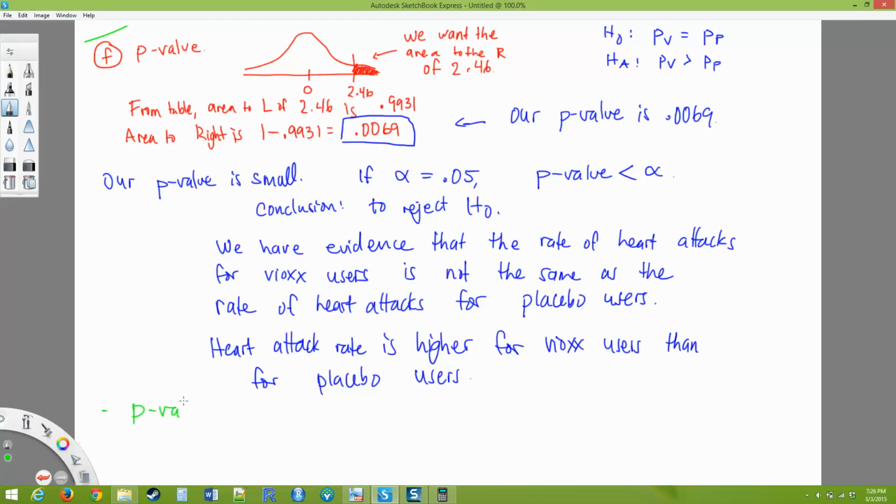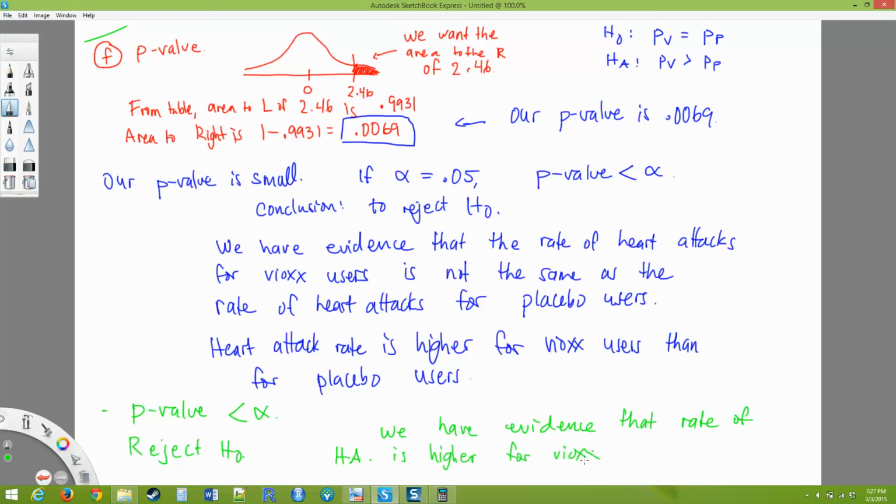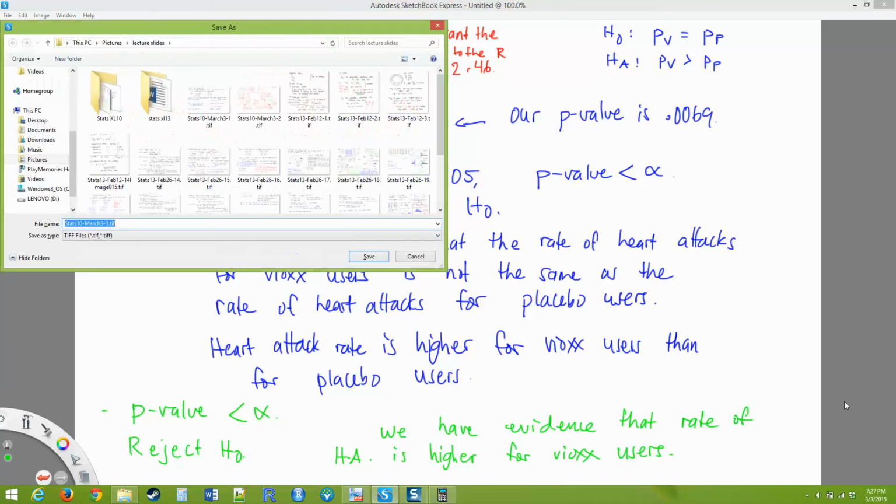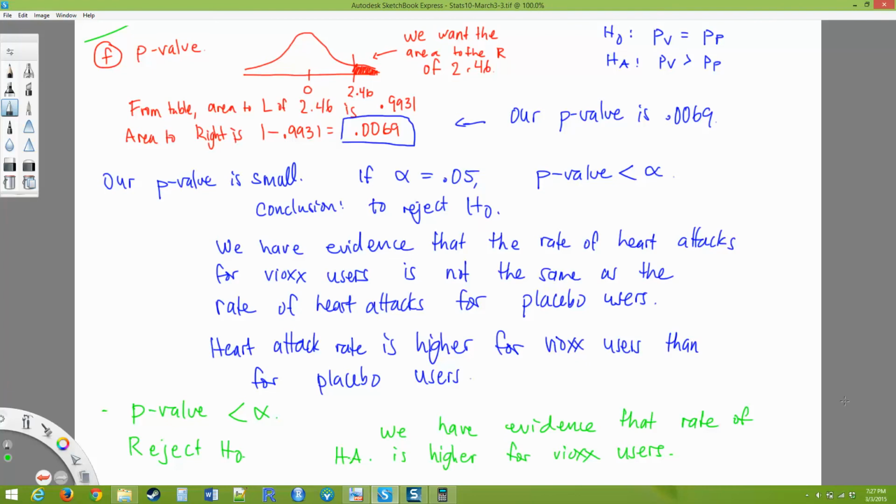p-value is less than alpha, reject the null, we have evidence that the rate of heart attack is higher for Vioxx users. Okay. These conclusions are very important.